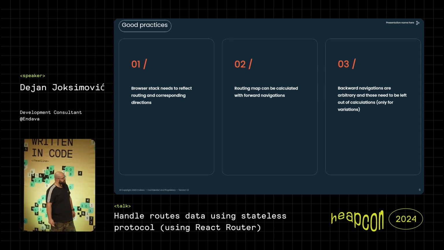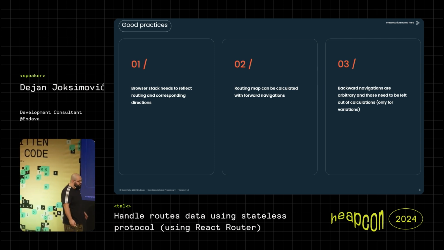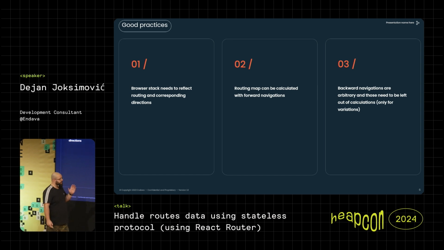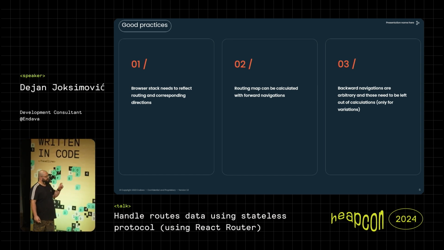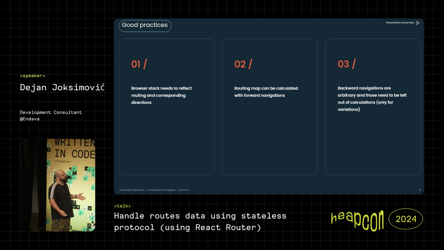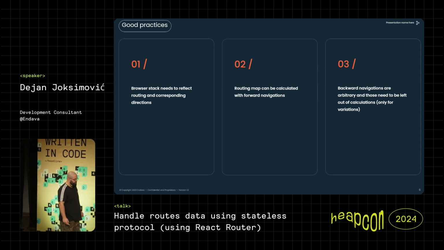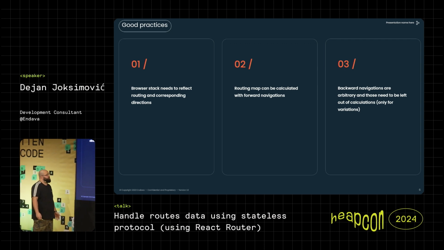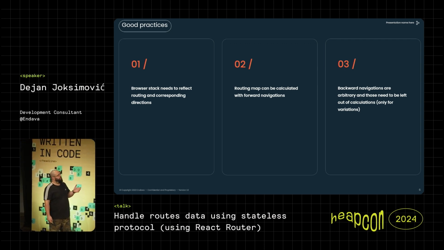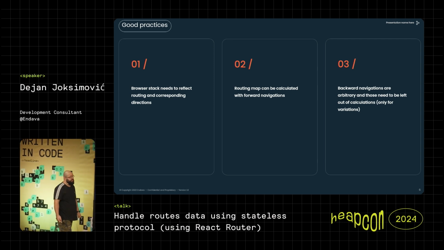As for backward navigations, those are actually arbitrary. It depends from which point you take a look. But backward navigation is just clicking the back button. We need to go backwards through the history stack, through the browser stack. And we actually don't want to foresee which page will be the previous page. We want to leave the trace of data in the history stack regarding the route itself.